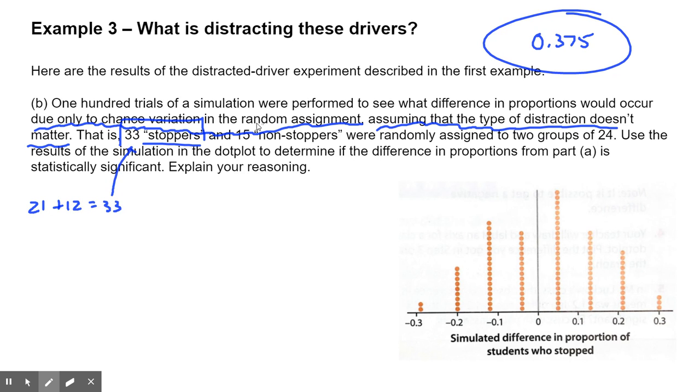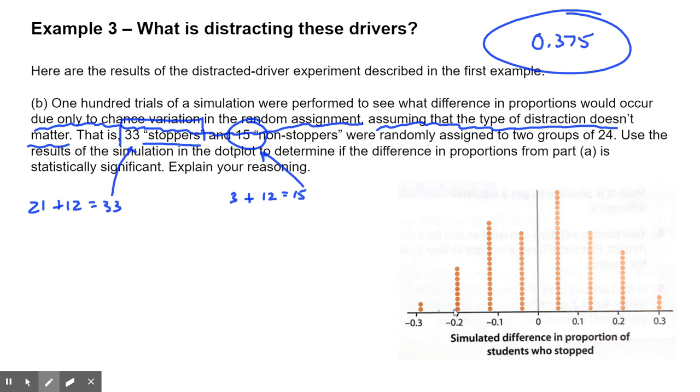That's what they get, the 33. And then the 15 is the total that didn't stop. That'd be the 3 of the passengers and the 12 of the cell phone. There's where those numbers are coming from. So it's saying we're going to randomly put these people in groups because that would mean we're assuming that there's no difference. The type of distraction doesn't matter.